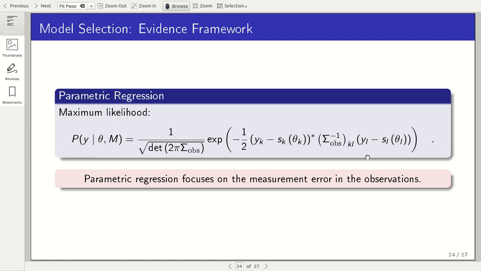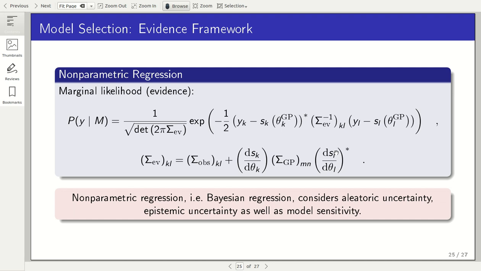So y is the observation of the complex growth rate and frequency. S is what we would predict based on our model and our parameter theta. And the matrix we use to weigh it with is this sigma observation, which is the measurement error. On the other hand, in our evidence framework with nonparametric regression, we use a different metric, which is the so-called marginal likelihood, or the evidence. And again, I would direct your attention to the fact that we're now using a slightly different metric.